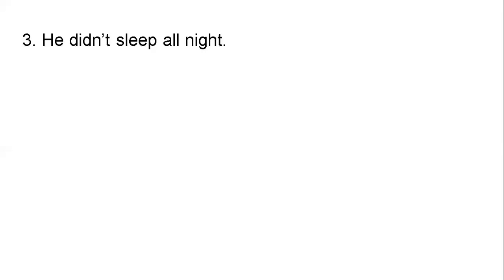The third one, he didn't sleep all night. How would you do that? This also is very easy. He didn't sleep all night, did he? So, what are we doing? We're using the same word here, did. But here it's negative, here it's positive. Simple, isn't it? Well, some sentences can be simple like this, and some might be a little more complicated. So, you need to know all the rules.